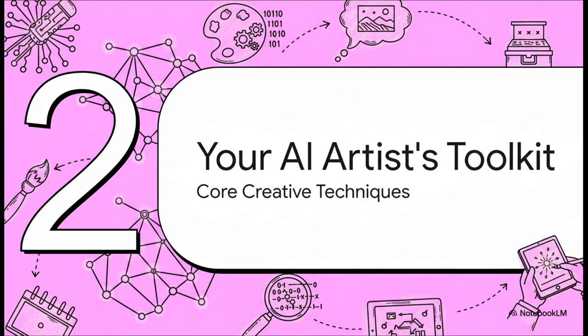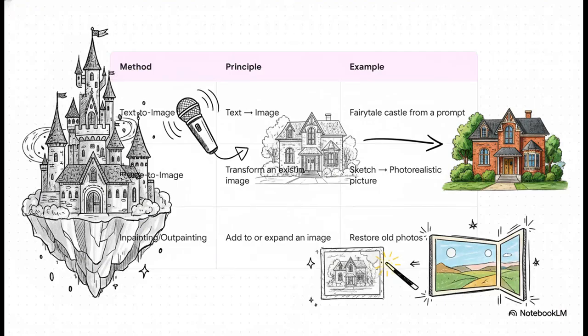All right, so now that we've got the theory down, let's talk about practice. What can you actually do with these tools? In this next part, we're going to explore the core creative techniques that are basically going to become your new AI Artist's Toolkit. There are basically three main ways you're going to work with these AIs. The most common is text to image. You type a prompt, you get a picture. Simple. Then there's image to image, where you give it a starting image, maybe a really rough sketch, and the AI turns it into something amazing. And finally, there's in-painting and out-painting, which is honestly like magic for photo editing.